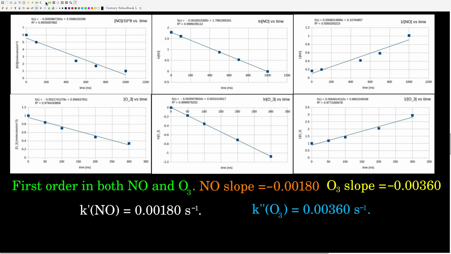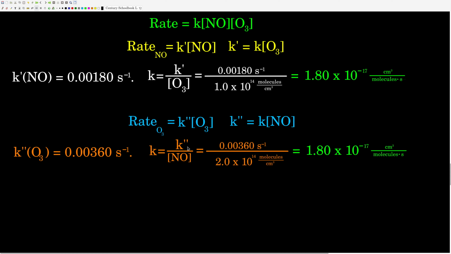Okay, so let's see how we use that. So we know the rate law because we figured out it's first order from the graphs in both reactants, so this is the rate law. The rate, when we kept the concentration of ozone constant, is equal to k prime times the concentration of nitrogen monoxide. We found k prime, it's the negative slope of that natural log graph, and so it's 0.00180 per second.